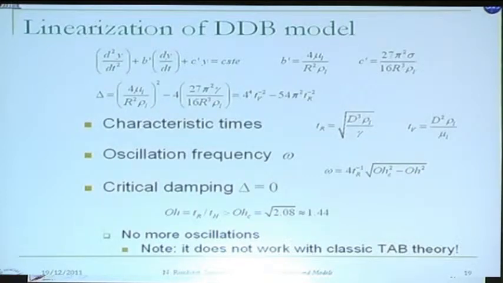If you make the same thing using a TAB model here, you find that the critical Ohnesorge number is not a constant. Here it's a constant. It's the same for all fluids. If you make the same reasoning with the TAB model, it's different for every fluid. So I think that the DDB model is a good way of doing this kind of reasoning. So I can begin by building the diagram now. You have a transition from oscillating droplets to non-oscillating droplets around 1.44.